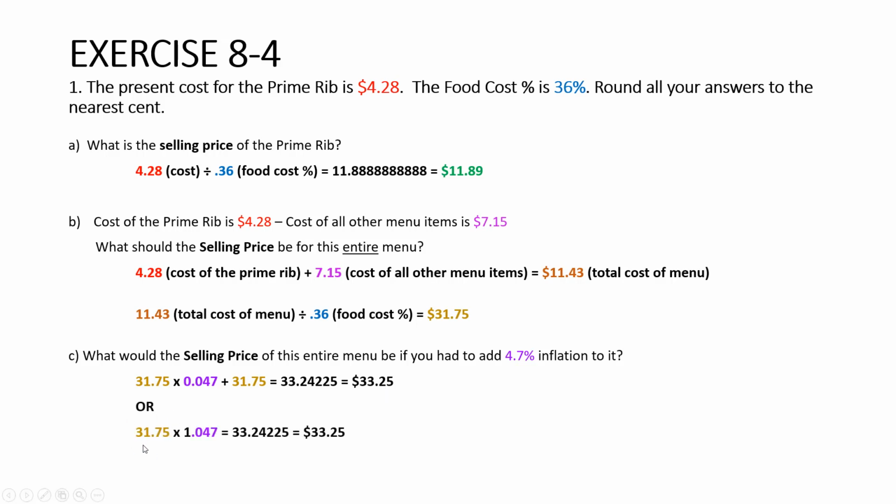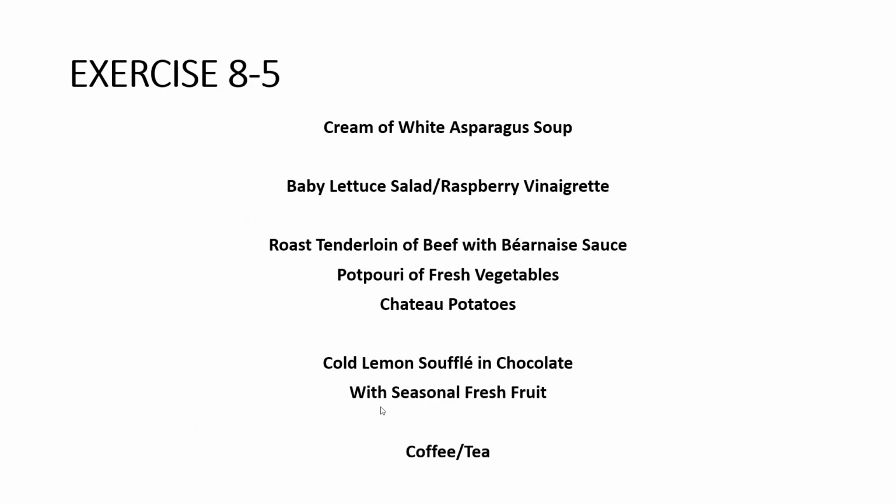There is the other way of doing it. We can take the current menu price, multiply it by itself, plus the 4.7% already added to it. So $31.75 times 1.047, rounded to the nearest cent, gives us a menu price of $33.25. The same here as above. So again, it doesn't matter which way you choose to calculate your answer, as long as you're showing the logic you're using. And you can see after we add 4.7% to the $31.75 menu price, we now have to sell for $33.25.